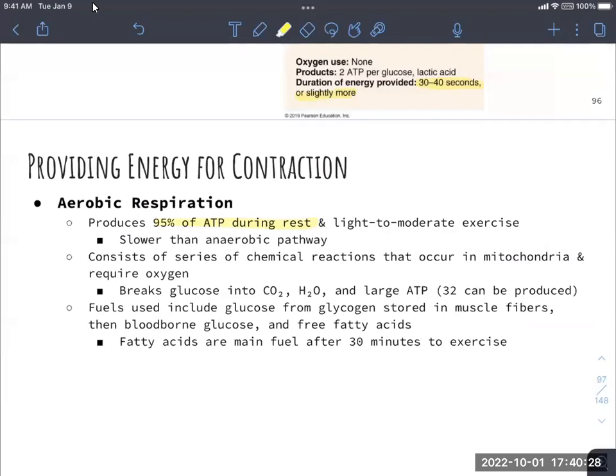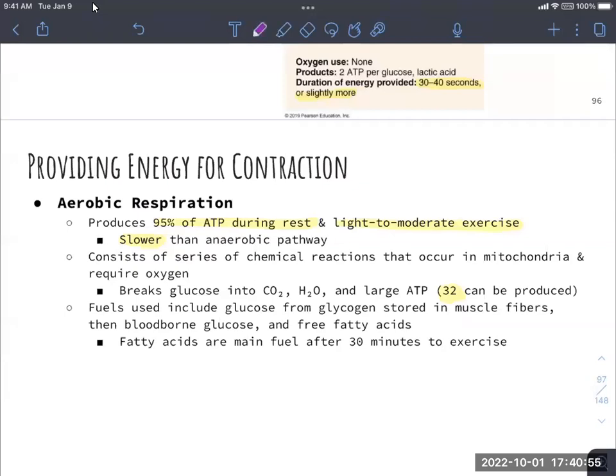And it's also what is used when we do light to moderate exercise. It's slow, but we get more ATP from it. It takes those glucose molecules and it can break down to give us 32 ATP per one glucose molecule.